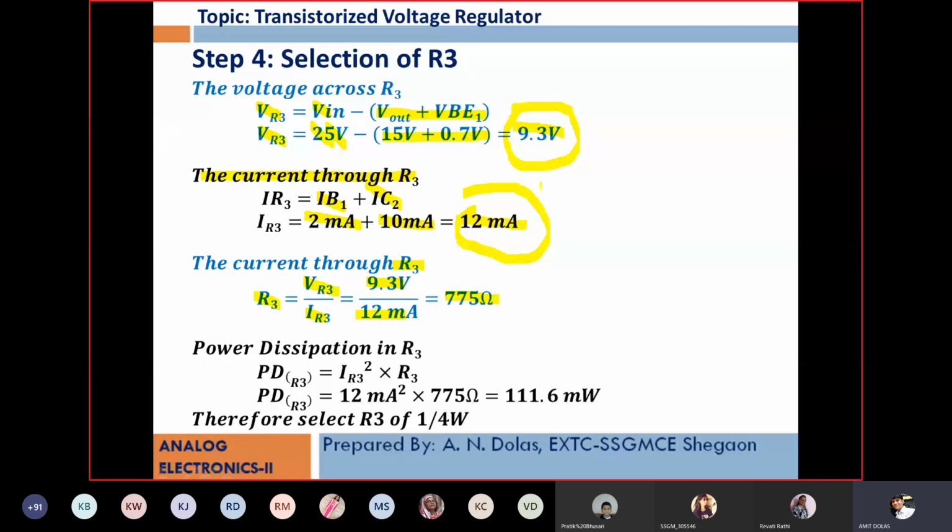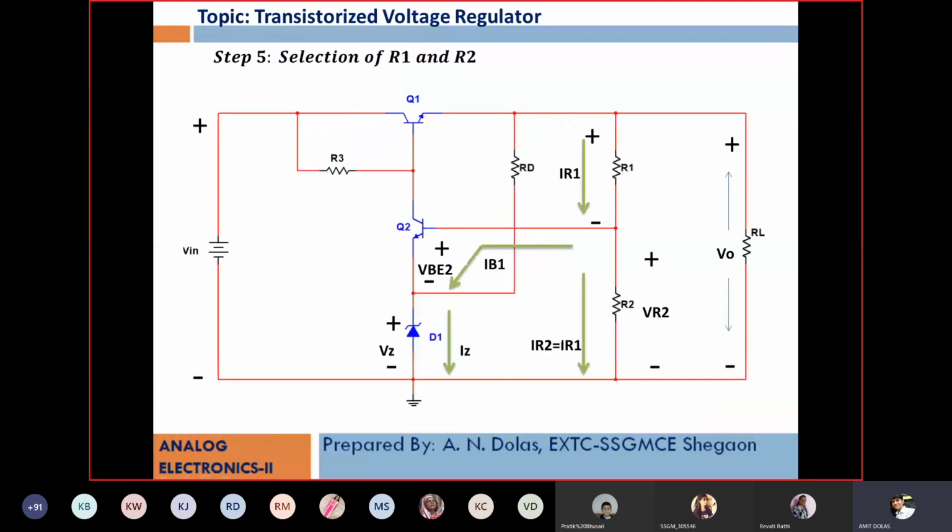Again find out power dissipation of each and every component. Power dissipation is current square into resistance, so 12 milliampere square into 775 ohm, that is 111.6 milliwatt is the wattage. Again it is near to half quarter watt, so rather than half quarter watt we use quarter watt. How much is half quarter watt? 125 milliwatt. We should not keep such a close value, so quarter watt is sufficient. Quarter watt is nothing but 250 milliwatt. So quarter watt value of R3 is chosen here.